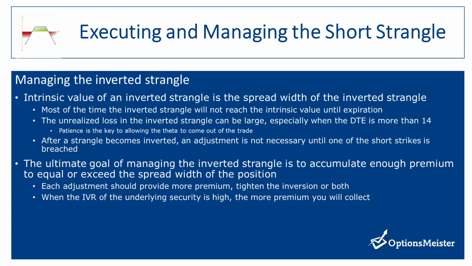It is not uncommon for a $10 wide inverted strangle to show a debit to close the trade of $15 or more. The longer the trade has to expiration, the higher the unrealized loss you should expect to see. Understand that the trade will eventually come in all the way to its intrinsic value. The goal of the trader in managing the inverted strangle is to accumulate as much or more premium than the spread width of the inversion, narrow the width of the trade, or both. When the trader has collected enough premium to cover the spread width, he or she has managed the trade successfully.